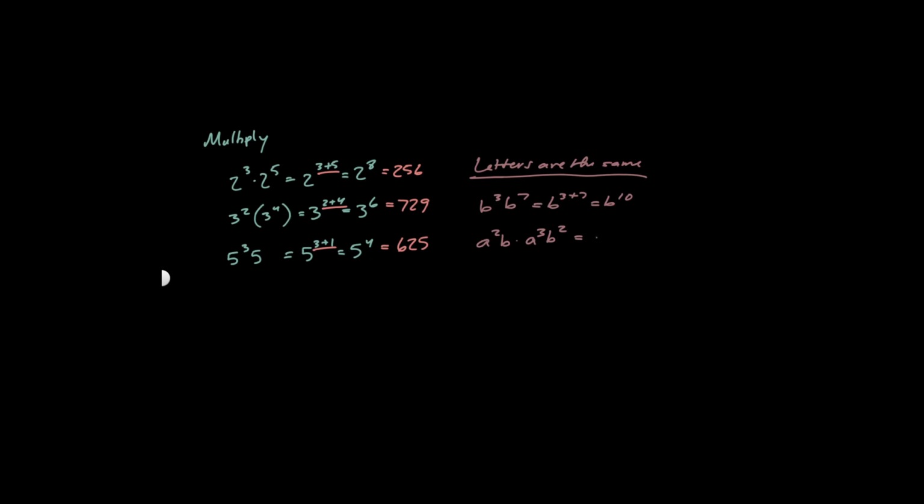So you're going to add the a's together. That's 2 plus 3, and you're going to add the b's together. That's 1 plus 2. I'm not going to write all that. It's over here on the left if you need it. Just make sure you look. Okay, that's about it for multiplying.